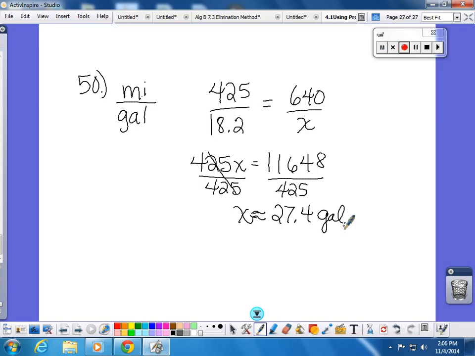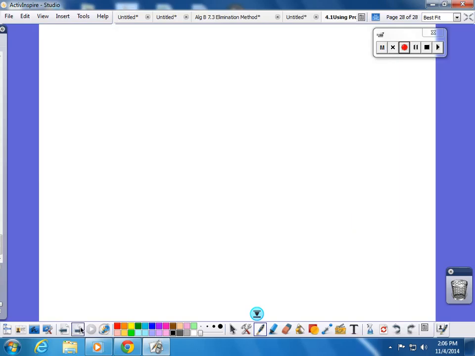Number 51. A recipe for chili for 12 people calls for 3 pounds of ground beef, 8 tomatoes, and various spices. Part of that's extra information because we're only going to be asked about how many pounds of ground beef are needed to make enough chili for 50 people. Does it make sense that we do pounds of ground beef per people? Pounds per people. How many pounds of beef per the number of people that we're going to serve?